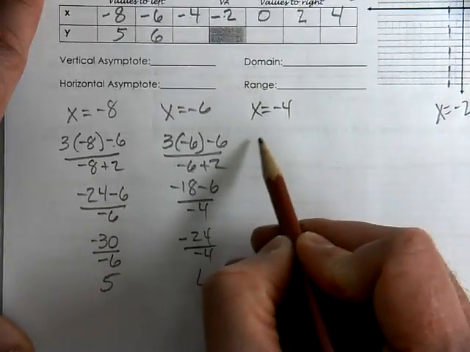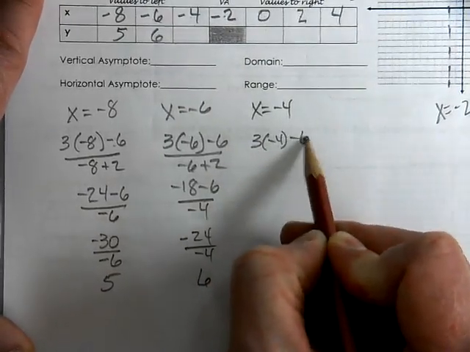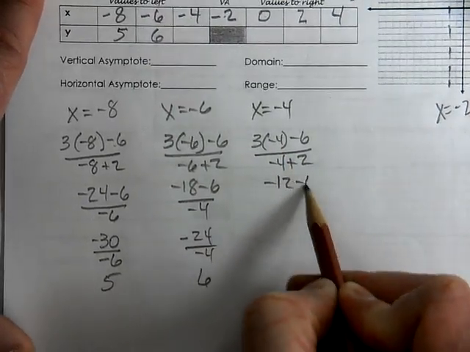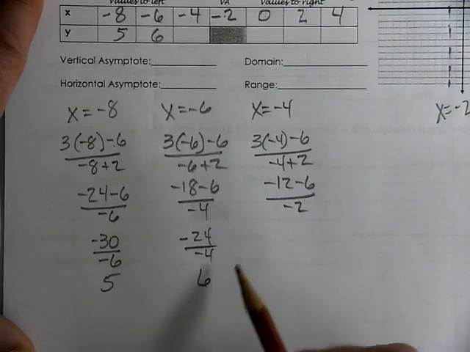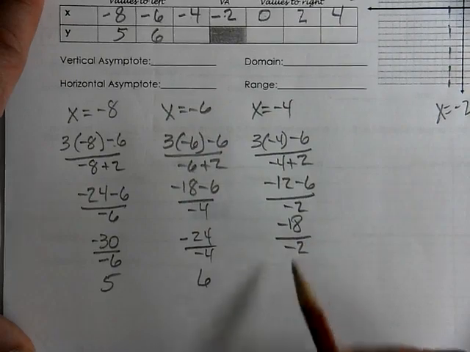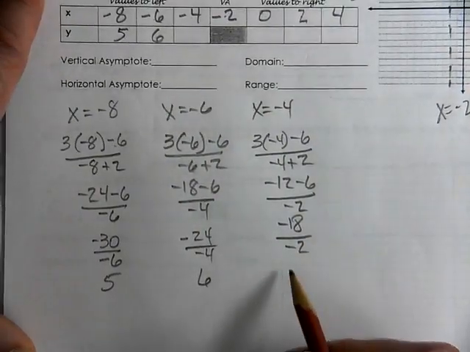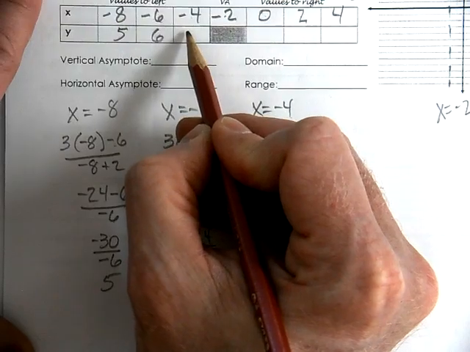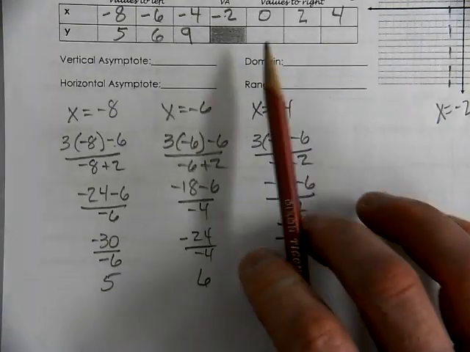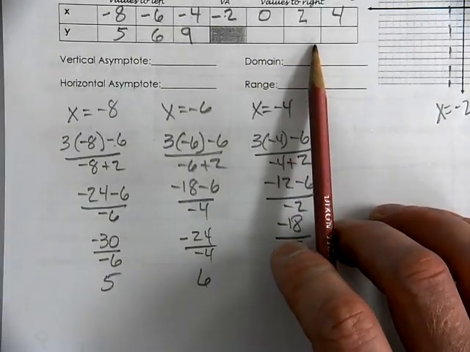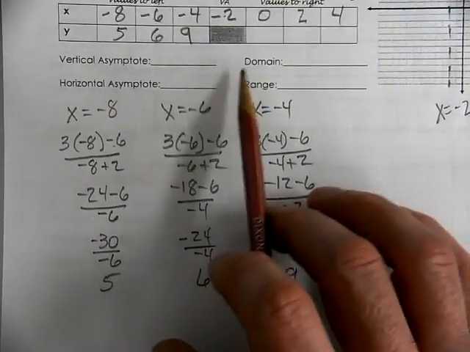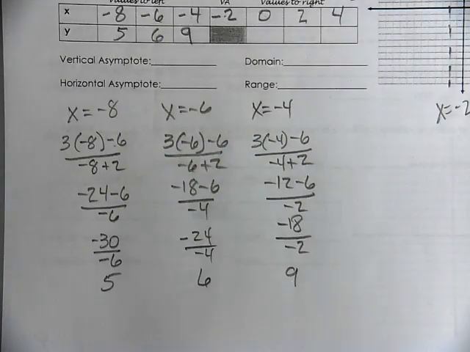X equals negative 4. So 3 times negative 4 minus 6 over negative 4 plus 2. That's negative 12 minus 6 over negative 2. That's negative 18 over negative 2. And how many times does that go in there? 9. So we have 9. You could continue that same process off to the right. But like I mentioned before, tables aren't my favorite thing. So I would rather you use as much 11th grade math as we can.